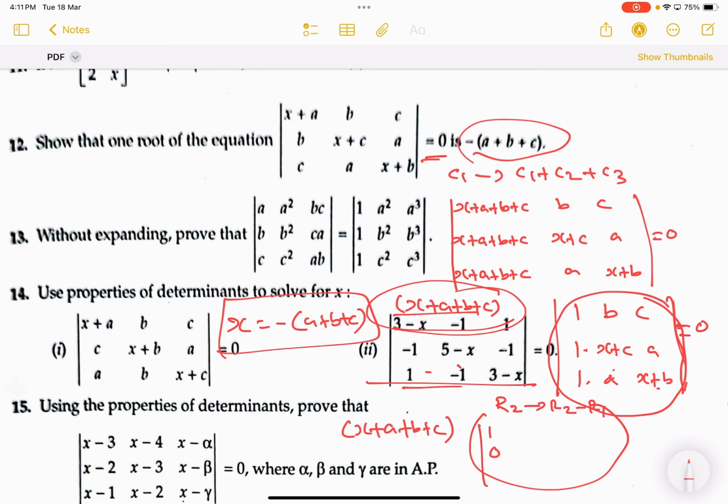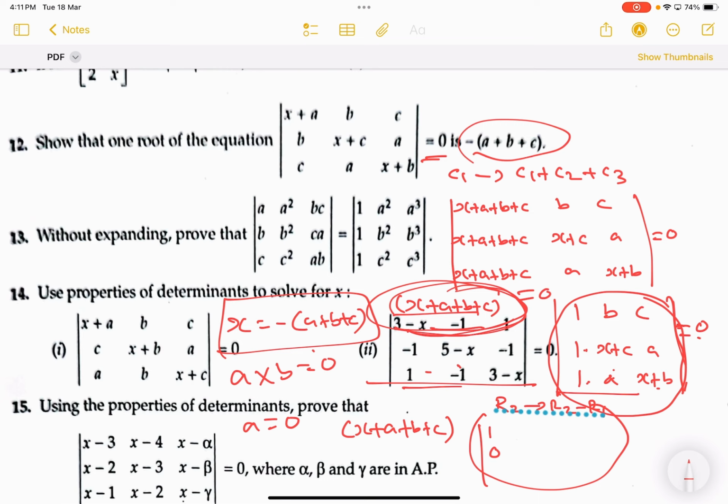That means this is a factor. Factor means this is equal to 0, right? My dear, a into b is equal to 0 means a is equal to 0. Now this into this is equal to 0. That means this is equal to 0. That means x is equal to minus of a plus b plus c, right? Understood? So this is a root. This is a root for this equation.